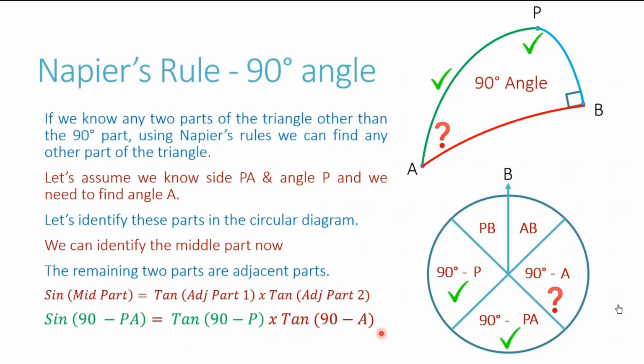Now the only unknown in this equation is 90 minus A. So angle A is what we were trying to find out. So tangent 90 minus A is the only unknown part. Now once we put the values of the known parts, that is PA and P, in this formula, we will be able to easily get the value of angle A using the scientific calculator. So this is the application of the Napier's formula.